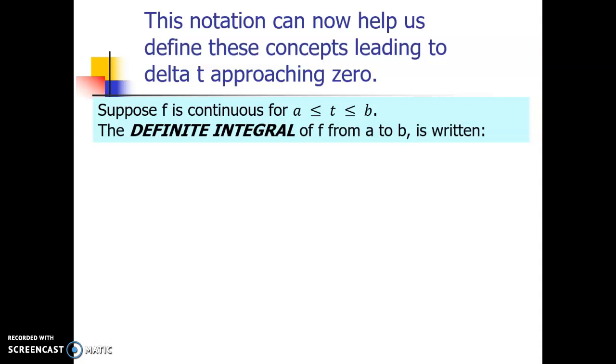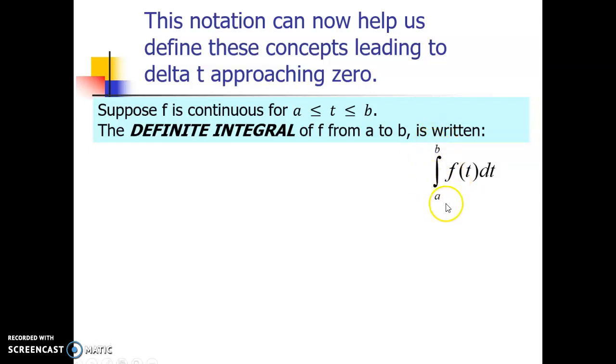Suppose that f is a continuous function on the interval from a to b, and t is in that interval. The definite integral of the function from a to b is written by this notation. So this was Leibniz's notation, actually, and Newton's notation for that thing called the Riemann sum, or the left sum or the right sum, and we would take the average of those two.